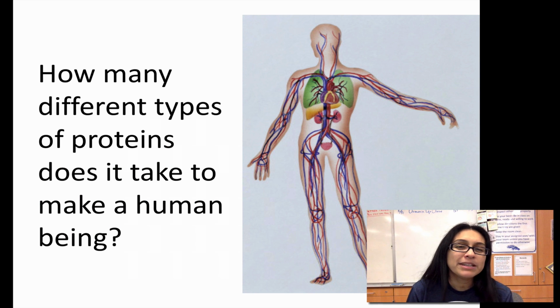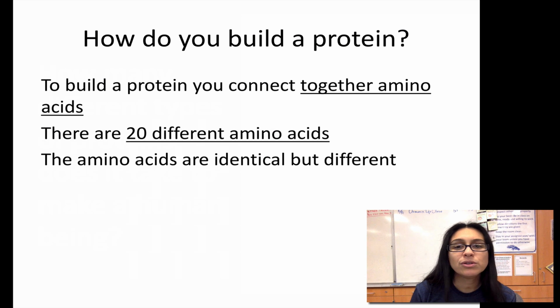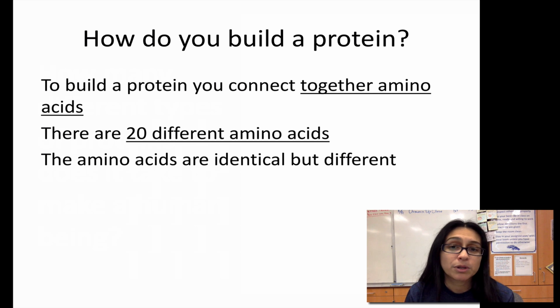So if you think about it, how many different types of proteins do humans have? There's over 100,000 different types of proteins just for a human. Now if you take all species into account, there are so many different types of proteins out there. And the question comes, how do you get all these different types of proteins when you only have 20 different amino acids to build proteins?